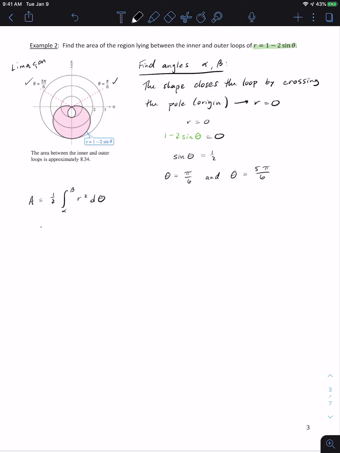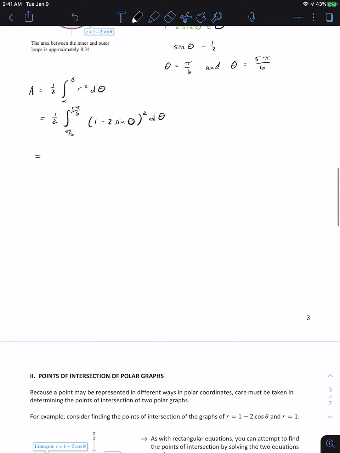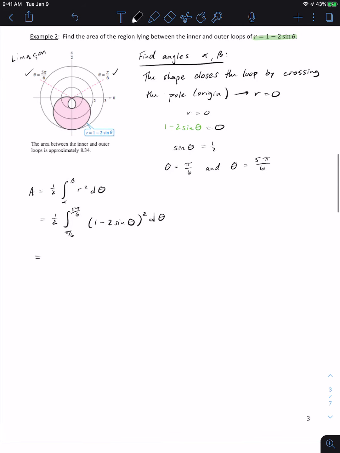Okay, so area is equal to 1/2 integral from alpha to beta of r squared d theta. So in our case, I get 1/2 the integral from pi over 6 to 5 pi over 6 of r, which is 1 minus 2 sine theta, squared d theta. This is one where I am going to need to square this, which is what I was trying to do in the previous example. So this one's going to be 1 minus 4 sine theta plus 4 sine squared theta d theta.